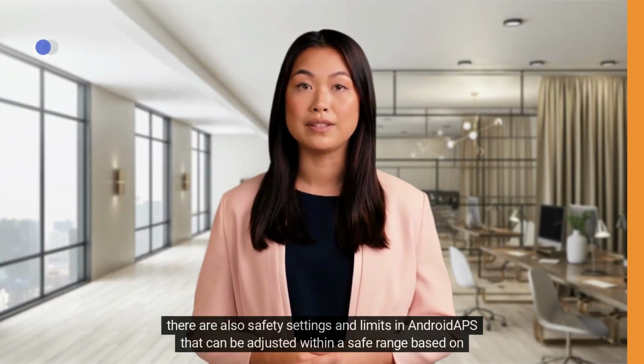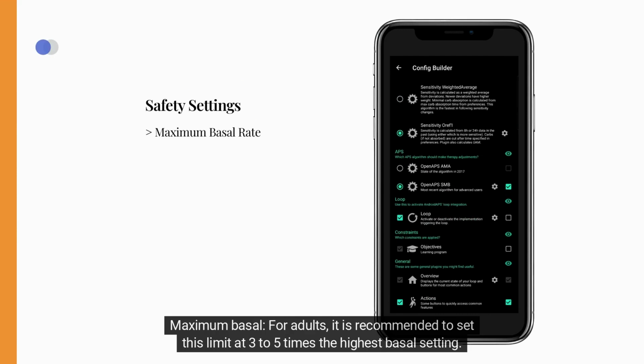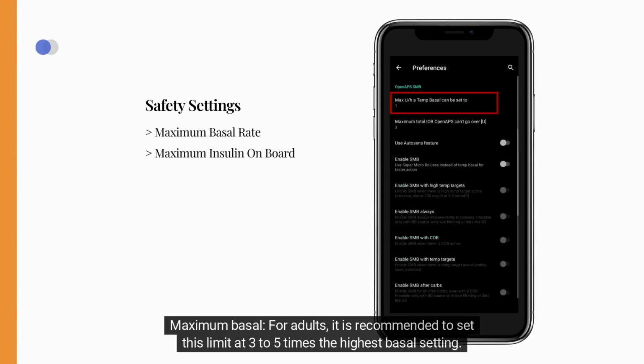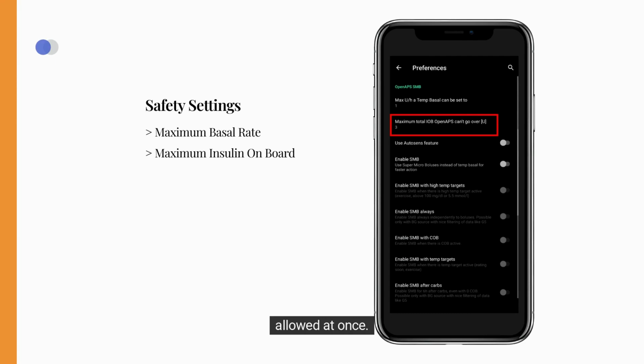Finally, there are also safety settings and limits in AndroidAPS that can be adjusted within a safe range based on the user's age and type. These settings include maximum basal. For adults, it is recommended to set this limit at 3 to 5 times the highest basal setting. Maximum insulin on board. This limit refers to the maximum combined amount of basal and bolus insulin allowed at once.